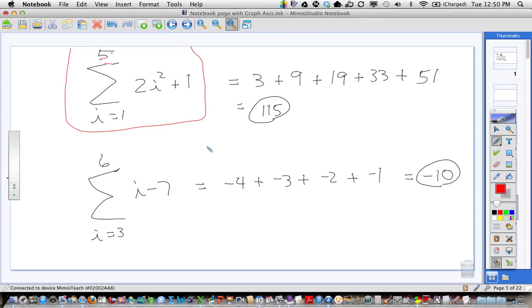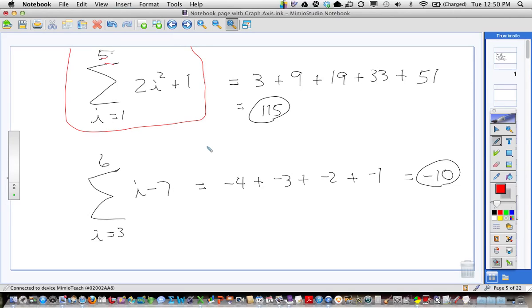Sigma notation, whatever this starts at down here, is its first value, starting value, initial value. i starts as a 1, and then it has to increment by 1s every time until it gets to this value. So what this is saying is let i be a 1, so you plug it in, get 3. Then you let i be a 2, and you plug it in. 4 times 2 is 8, plus 1 is 9.